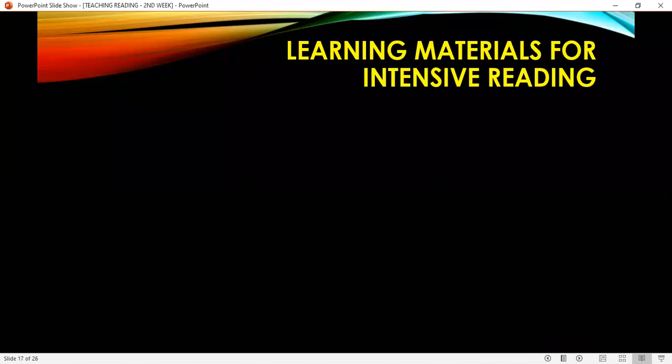Let's pass to the materials. What kind of materials can we use for intensive reading? Do you have an idea? What kind of tests can we give my students to read? What kind of test?